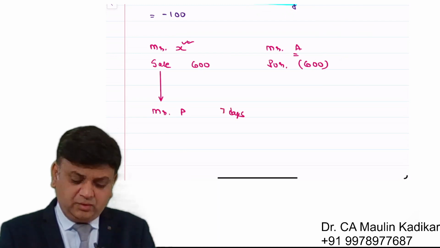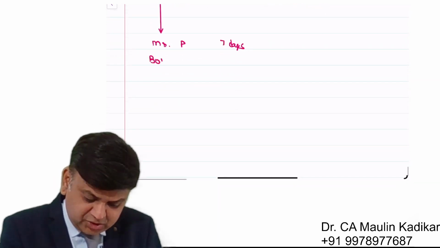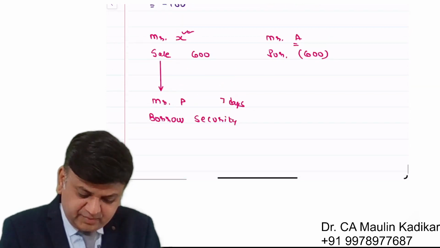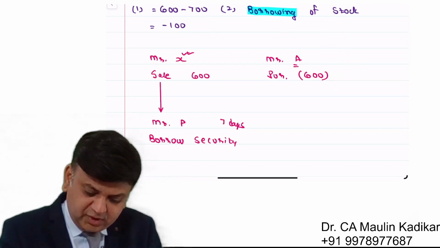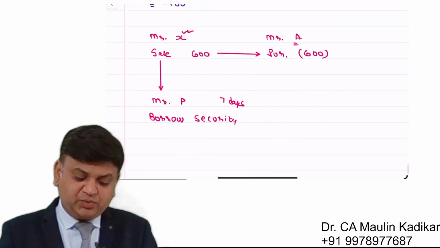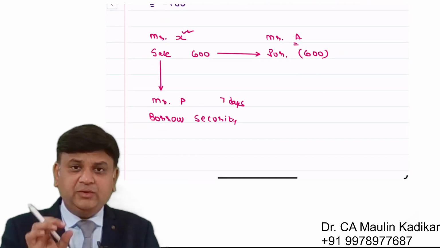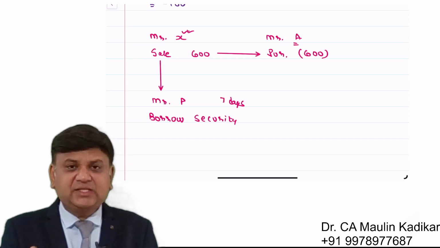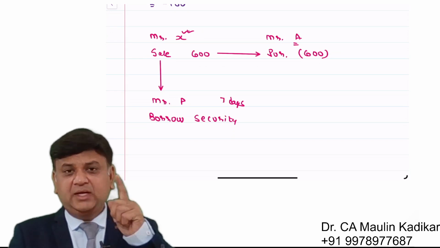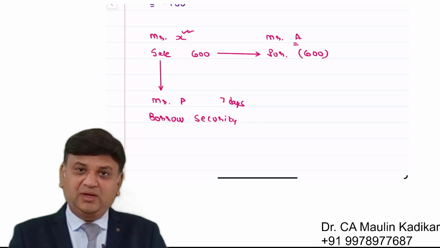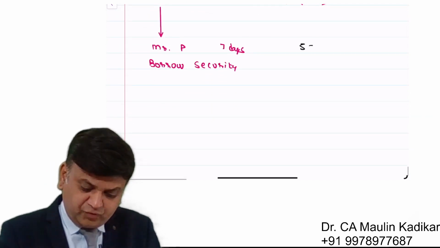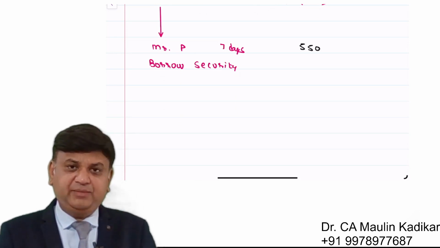So what will Mr. X do? Mr. X will borrow security from Mr. P, and he will square off his short position in the cash market. During this 7 days time period, why is Mr. X doing this? Because he is very much hopeful that when that news comes into the market, the price of the security will definitely fall. Let us say that during the 7 days, the price of the security falls down to 550.